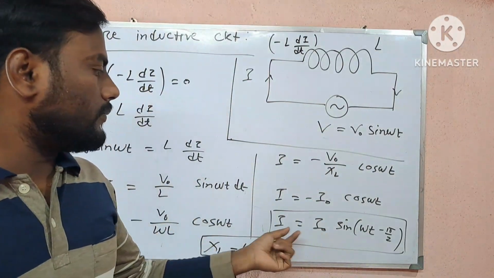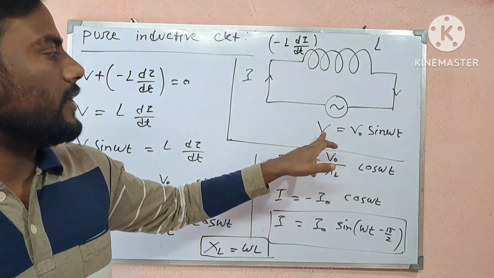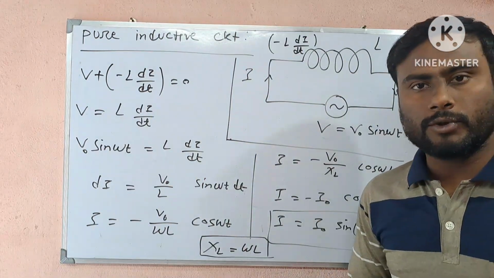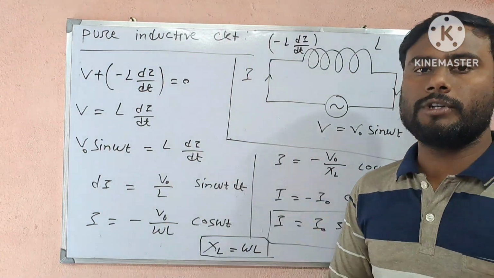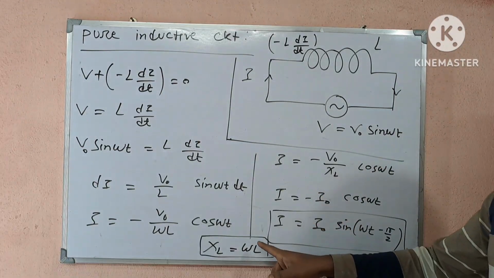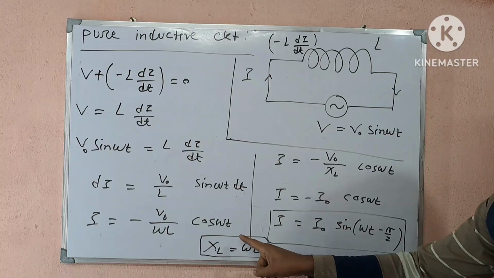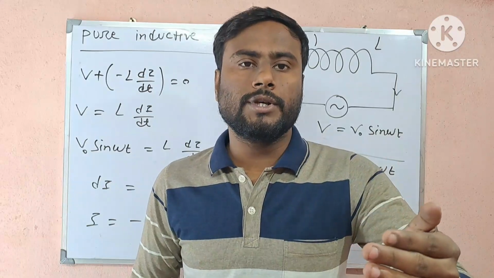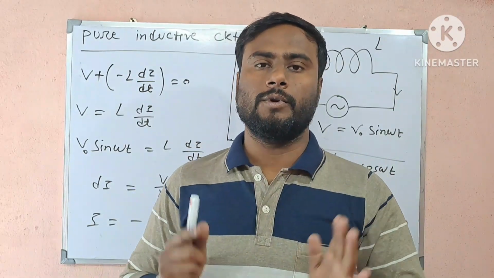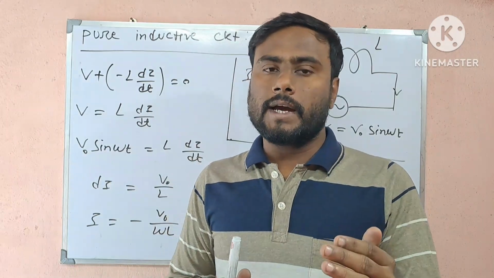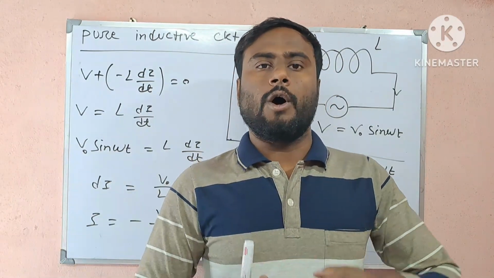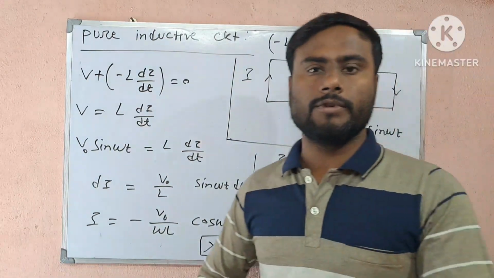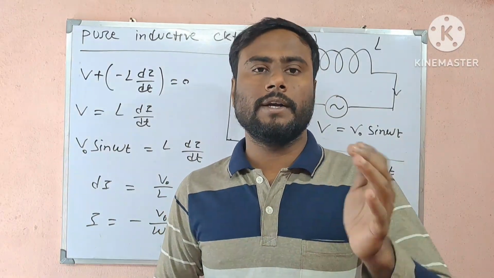Why? Because the phase of current is omega t minus pi by 2 and the phase of voltage is only omega t. So the phase difference between current and voltage is pi by 2 and current lags behind voltage by pi by 2. And chi L is omega L, the inductive reactance. So what is inductive reactance? Inductive reactance is the amount of opposition offered by an inductor when AC current flows through it. Again, capacitive reactance was the amount of opposition offered by a capacitor when AC current flows through it, and inductive reactance is the amount of opposition offered by an inductor when AC current flows through it.